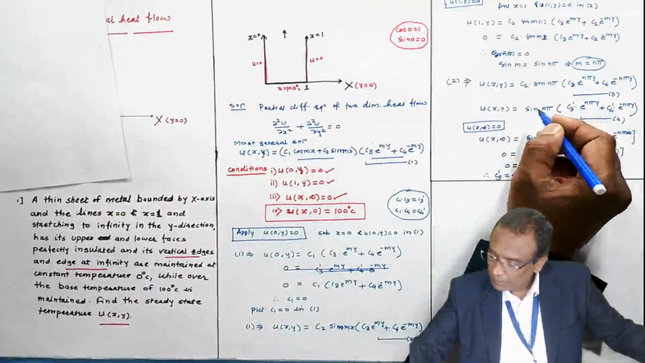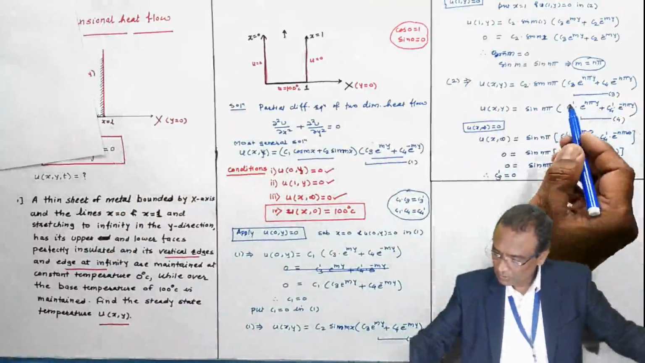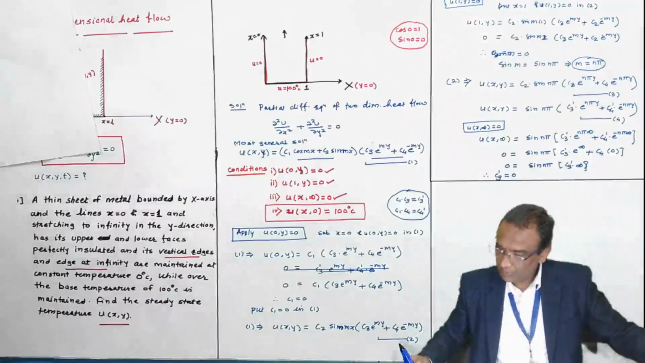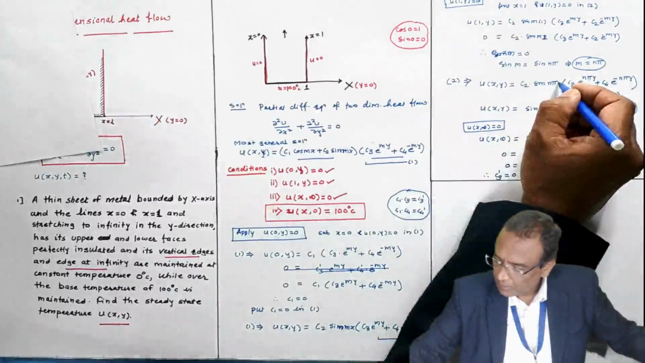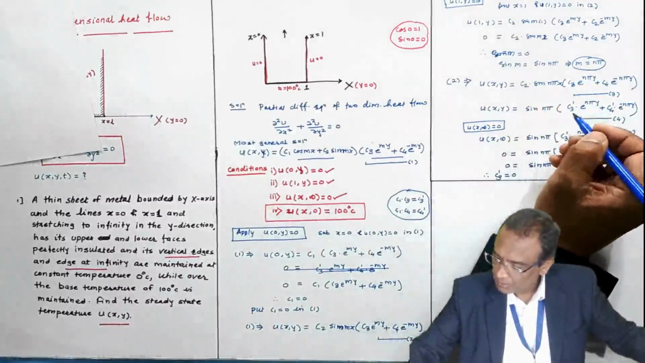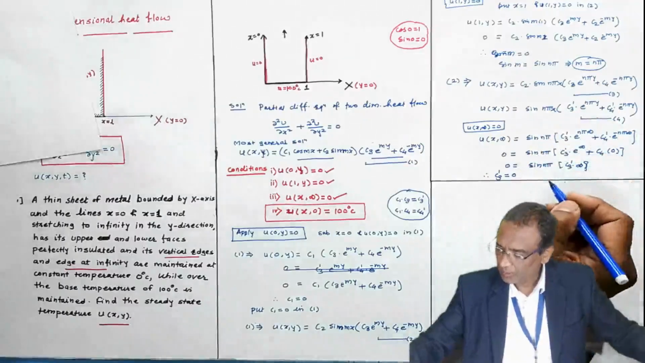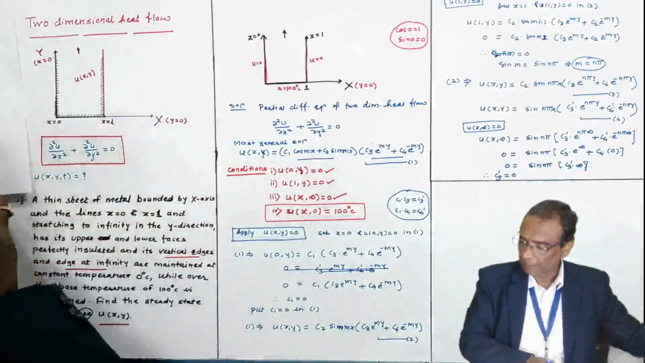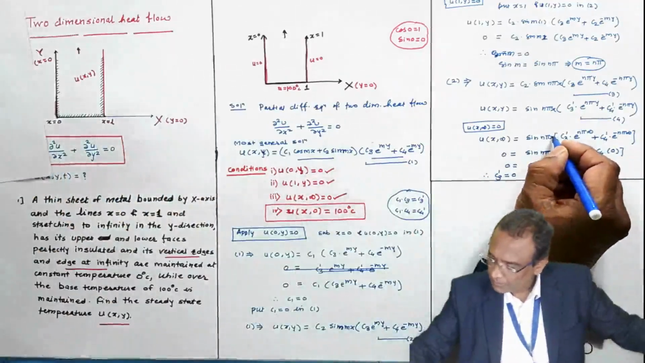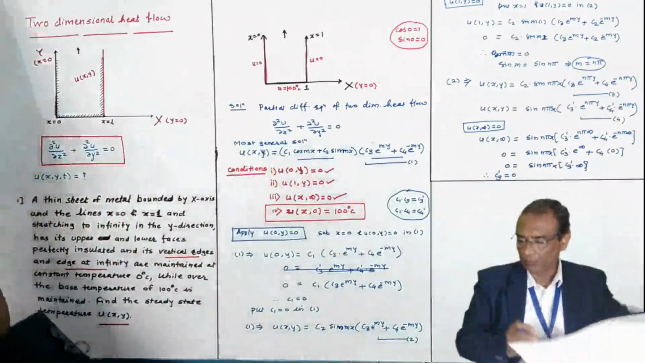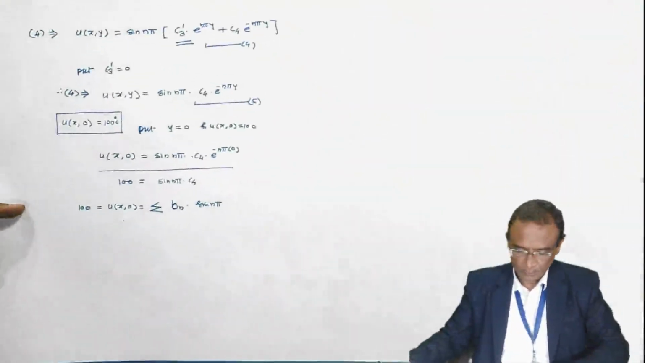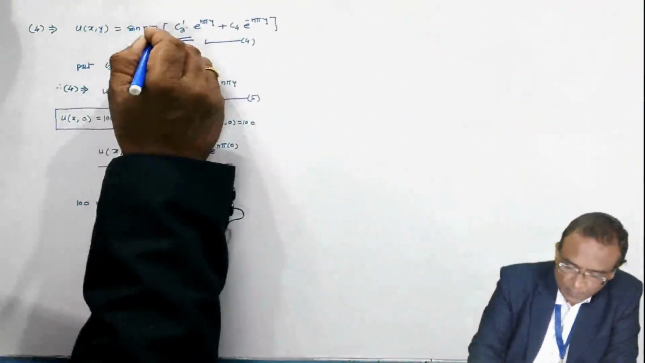M is equal to n pi here. If you substitute this m equal to n pi in equation 2, sin m is equal to n pi by x, you know. It should be n by x, is it? Like that. Now it is n by x, n by x. Is it?